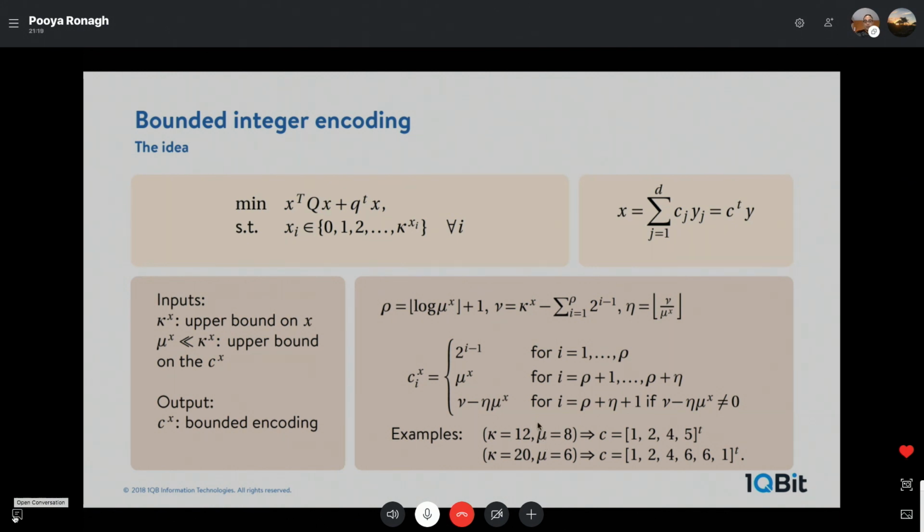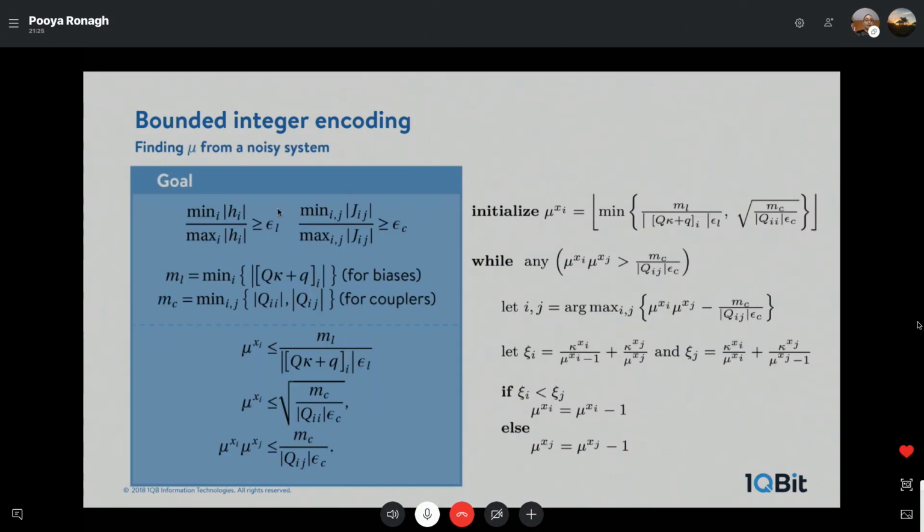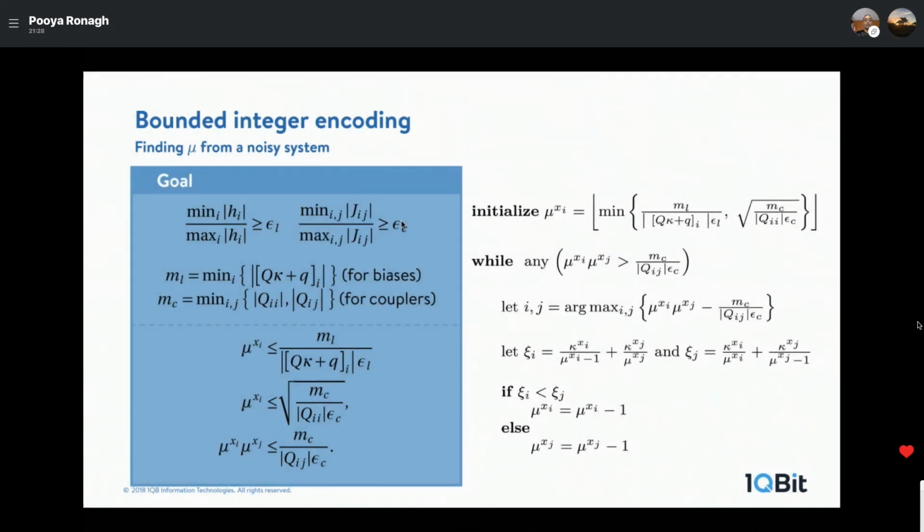So obviously the hard problem is finding this upper bound mu, given by, for example, some noise matrix for the local biases and the couplers of the system. If we try to make an optimization model for finding each upper bound for each of the integer variables, unfortunately, what you get is a non-convex problem. It's very hard to solve. However, all credits to Sahar. She found a very nice heuristic for solving this problem in a very efficient and greedy way that will give us the upper bounds for each of the integer variables.